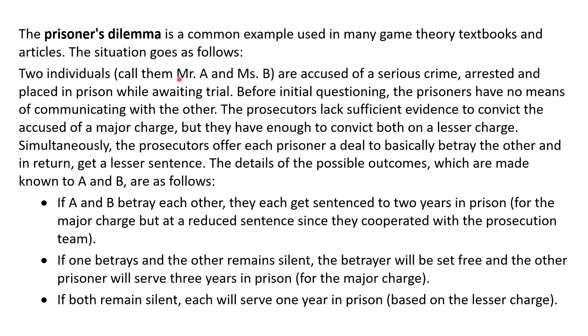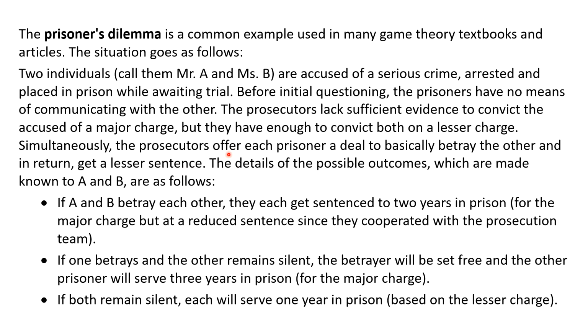So two individuals, Mr. A and Ms. B, are accused of a serious crime, arrested and placed in prison while awaiting trial. Before initial questioning, the prisoners have no means of communicating with each other. The prosecutors lack sufficient evidence to convict the accused of a major charge, but they have enough to convict both on a lesser charge. Simultaneously, the prosecutors offer each prisoner a deal to basically betray the other and in return get a lesser sentence.